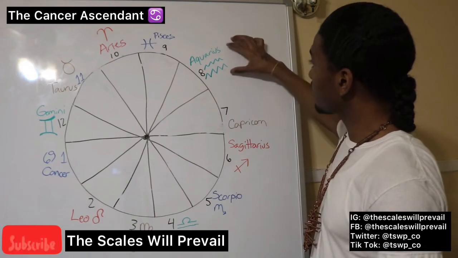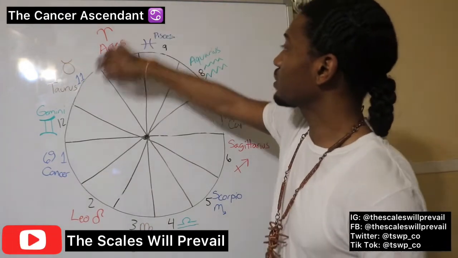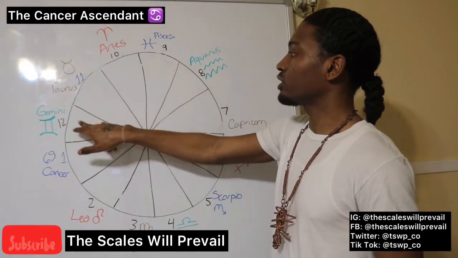Capricorn on the 7th. Aquarius 8th. Pisces 9th. Aries is the 10th house. Taurus is going to be the 11th house, and Gemini is going to be 12th.